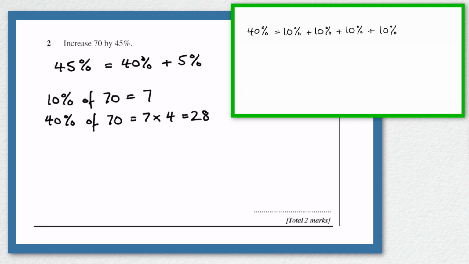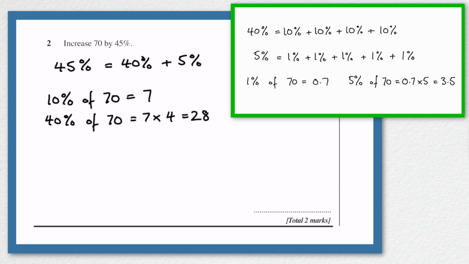Now for the 5%. We could find 1% of 70, which is equal to 0.7, and then multiply that answer by 5. So that's 0.7 multiplied by 5, which is equal to 3.5. But in this particular example, we could do this slightly differently. 5% is half of 10%. We know that 10% of 70 is 7. So 5% of 70 is half of 7, which is equal to 3.5. But it doesn't matter which way round you do it, as long as you get 3.5 for 5% of 70.